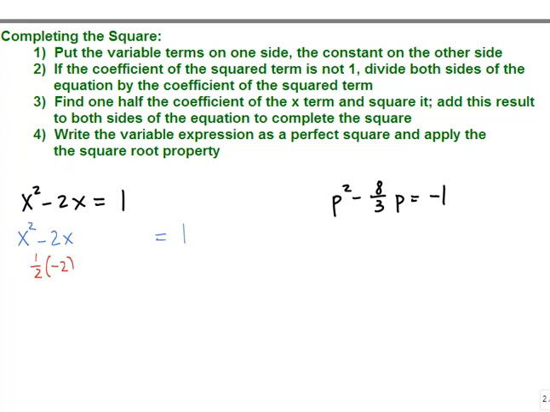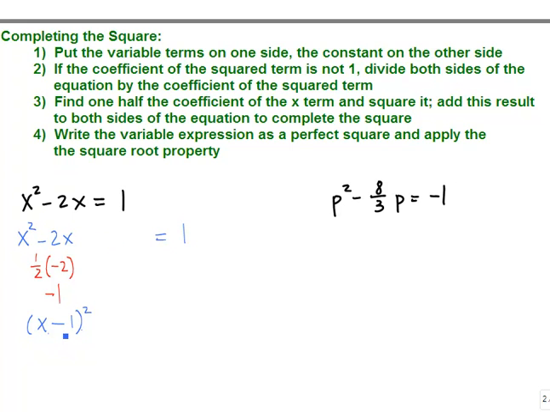So in this case that middle coefficient is -2. Half of -2 is -1. So in our quantity squared, we are going to want x minus that 1 quantity squared. What we would like is for this whole quantity to be equivalent to the left-hand side of this equation.